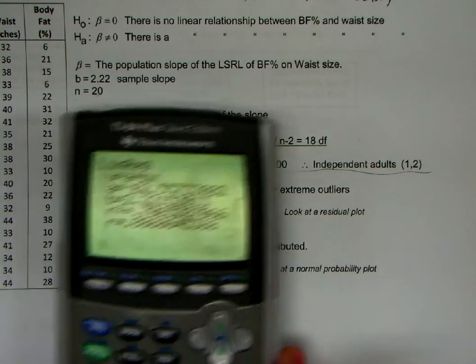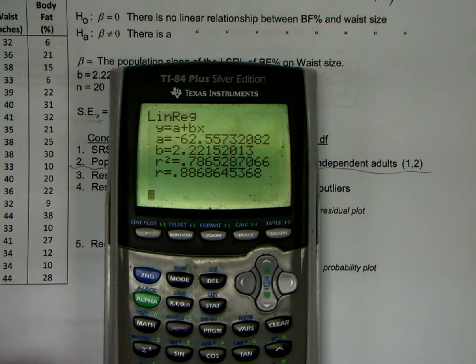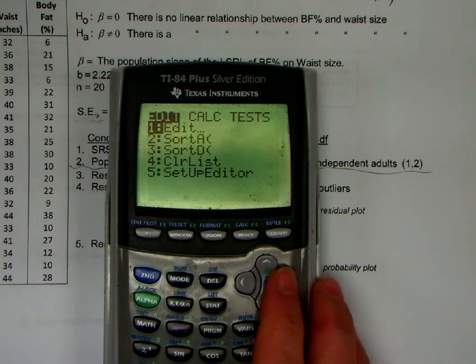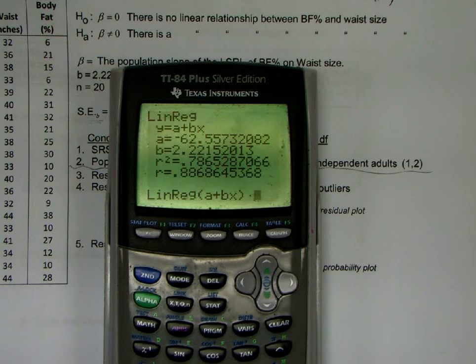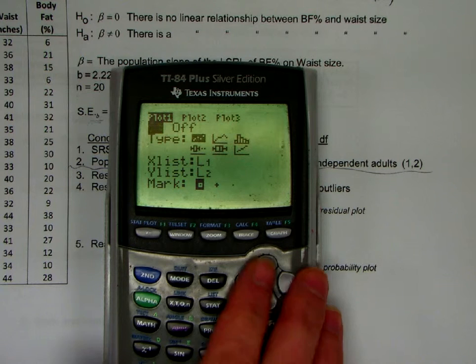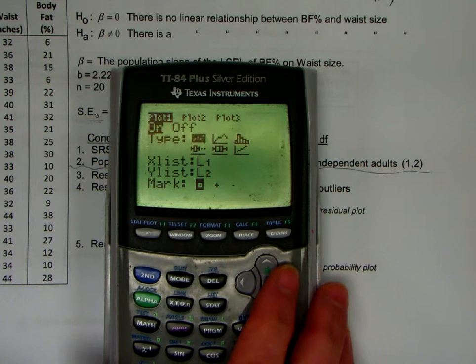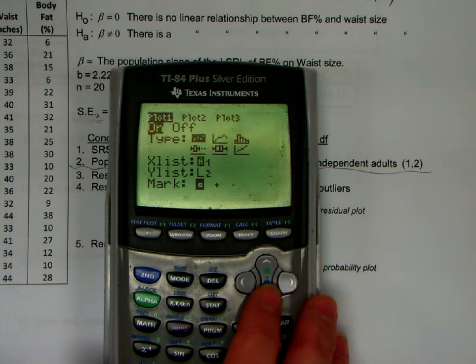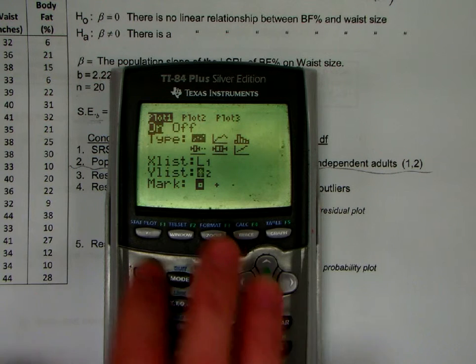So let's take a look at a residual plot. Residuals get calculated every time you do STAT CALC 8. So I'm good to go. Residual plot, go to right here. You're going to do L1 versus residuals.